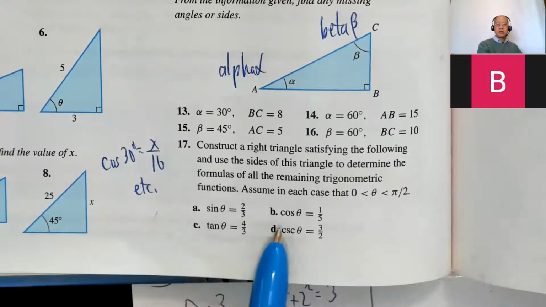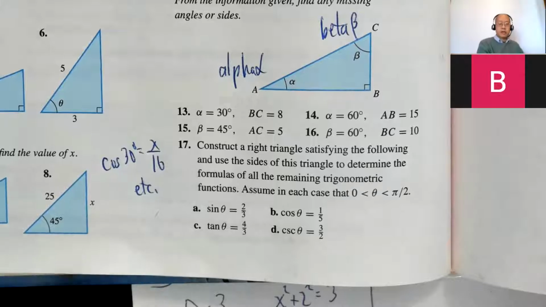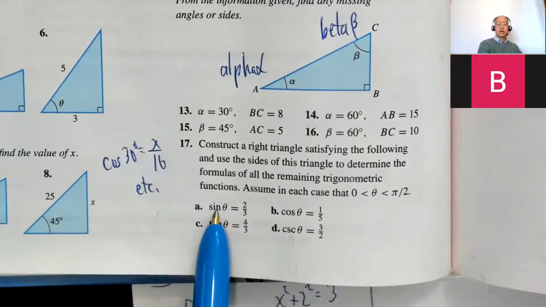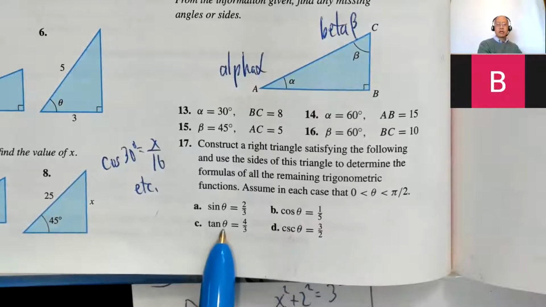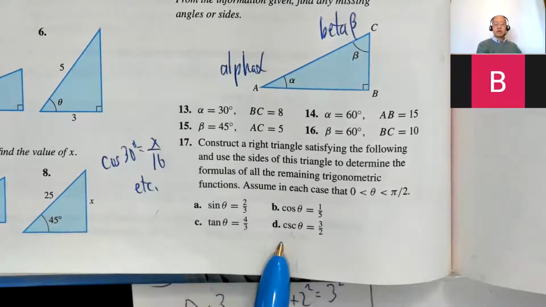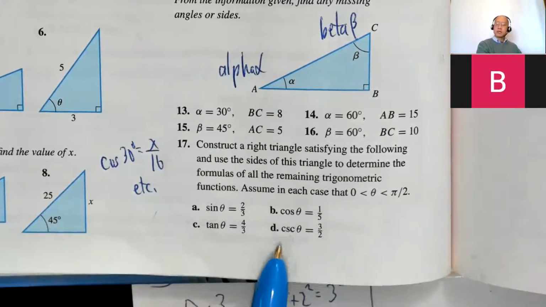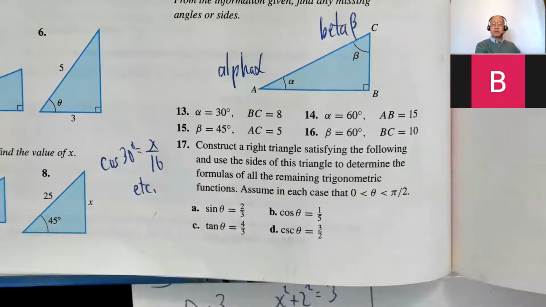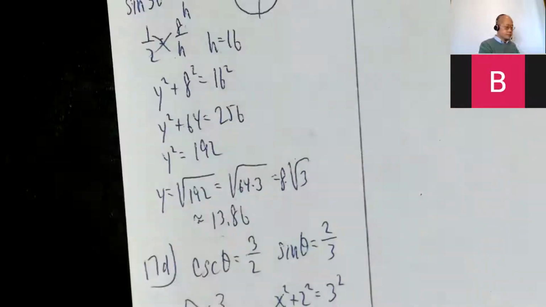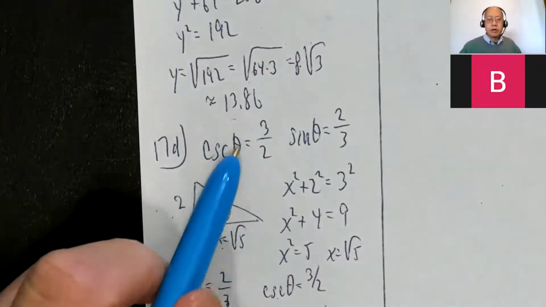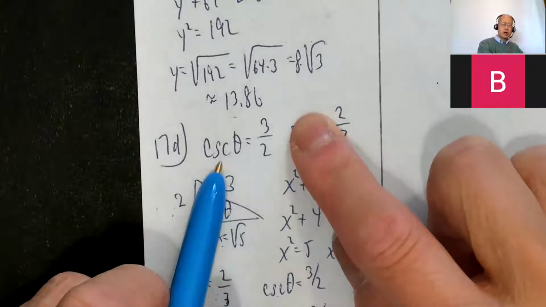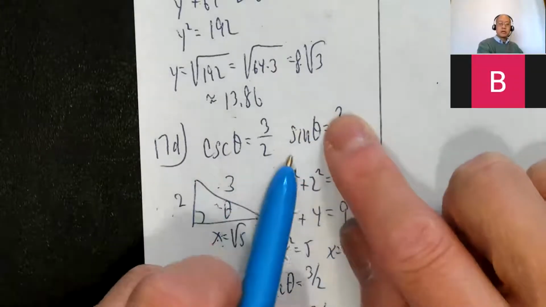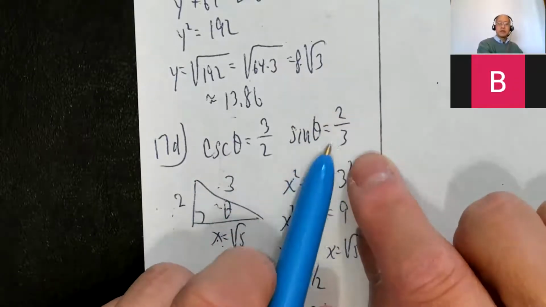So A is sine, B is cosine, C is tangent. We know what that's all about, right? SOHCAHTOA. Sine is opposite over hypotenuse. Cosine is adjacent over hypotenuse. Tangent is opposite over adjacent. But they give me cosecant. So let me do the cosecant one. The best thing to do with the cosecant is to start with the flip, the reciprocal. Cosecant of theta is 3 over 2. The reciprocal of the cosecant, there's a co, so the reciprocal has no cosine. So sine of theta is 2/3.